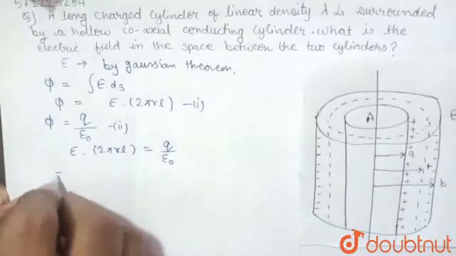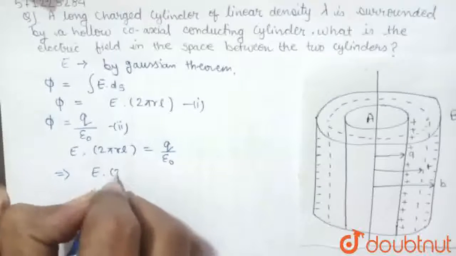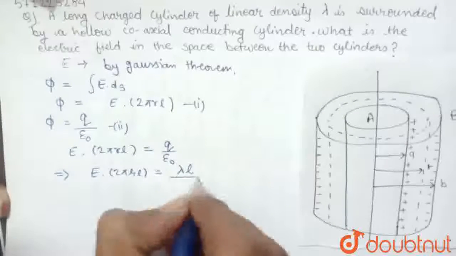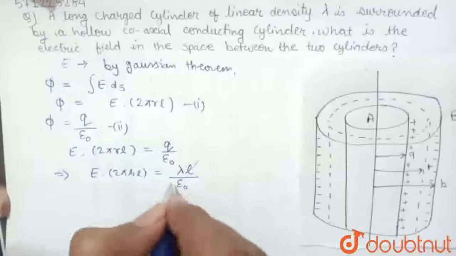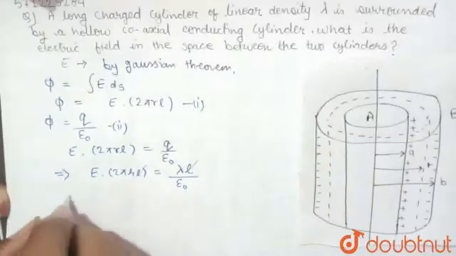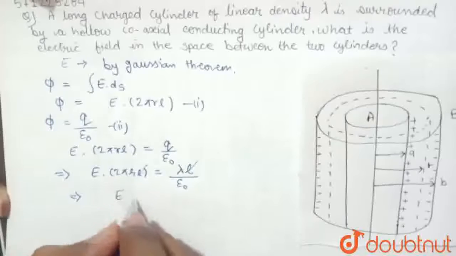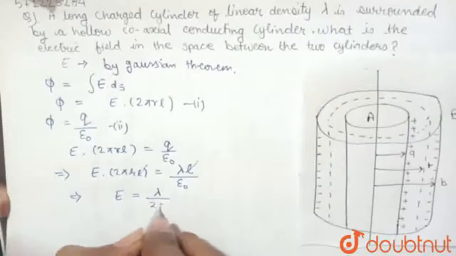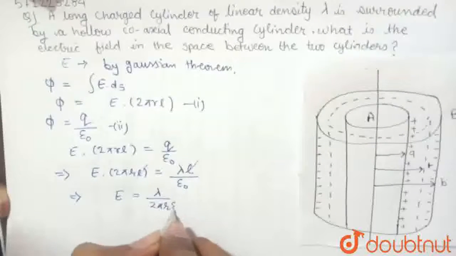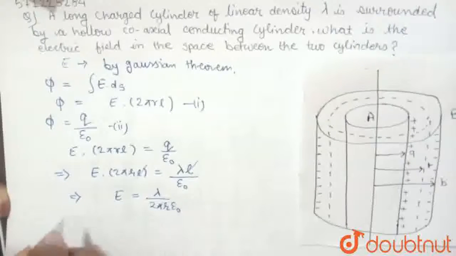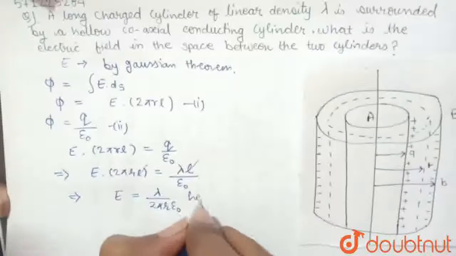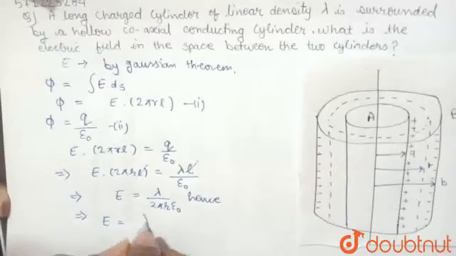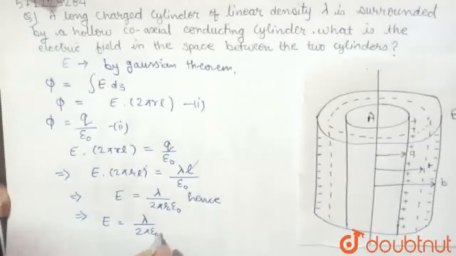Then what does it become? E into 2 pi RL equals, what is Q? Q is lambda into L, over epsilon naught, and here L cancels with this L. After solving this we find E equals lambda upon 2 pi epsilon naught R.